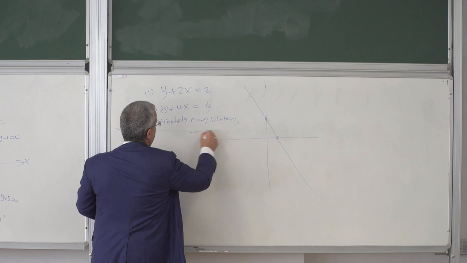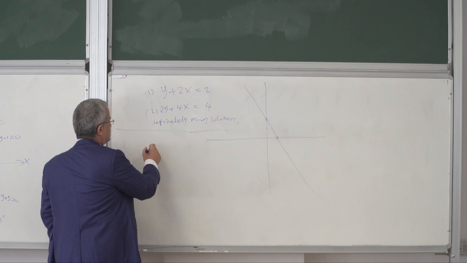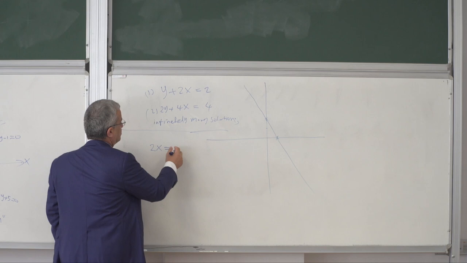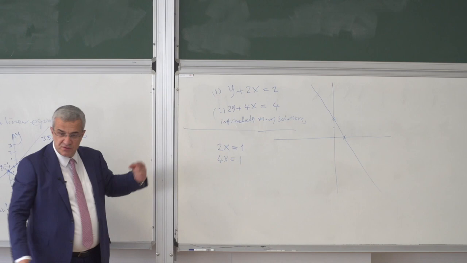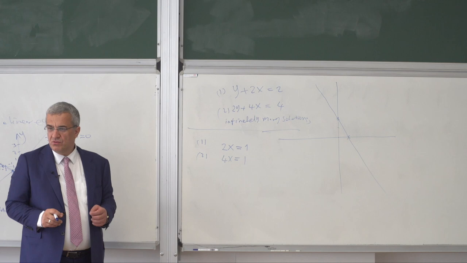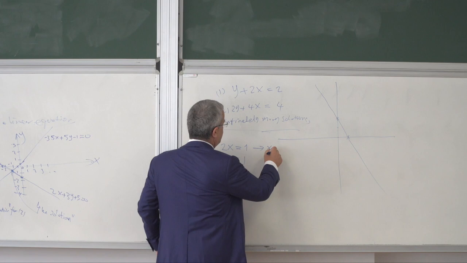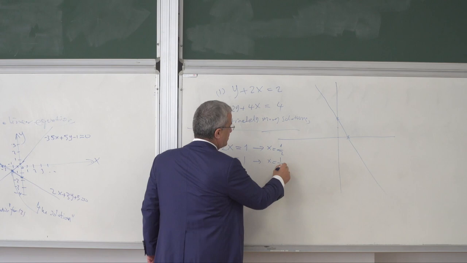How about, let's say, I will just make it simple: 2x is equal to 1, and 4x is equal to 1. So this is two equations, one unknown, right? Equation number 1, equation number 2. In this case, this equation says that your x is equal to 1 over 2, and this says x is equal to 1 over 4.